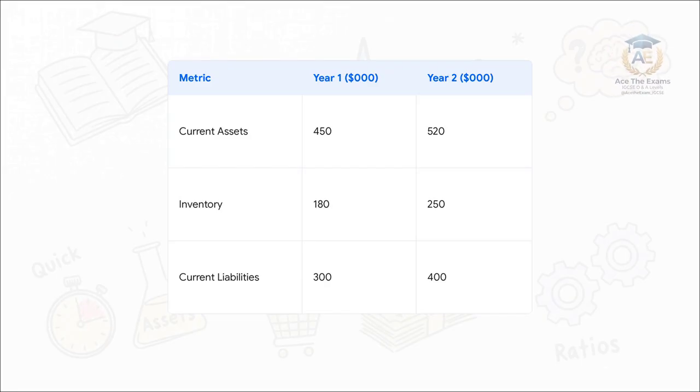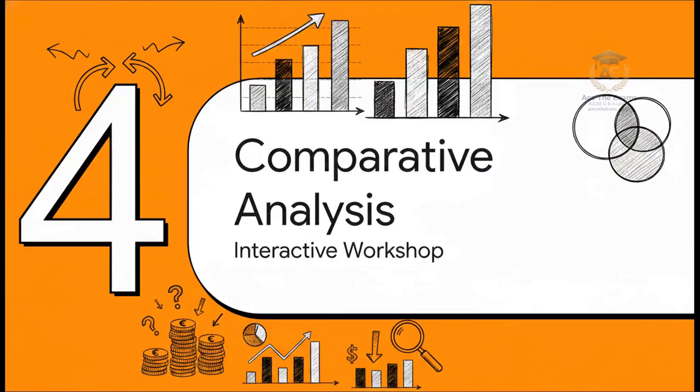Do you see the dynamic happening here? The current ratio looks okay-ish, but the acid test reveals a severe, glaring liquidity crisis developing in year 2 because so much capital is suddenly tied up in inventory. Which brings us perfectly into part 4, Mastering Comparative Analysis.